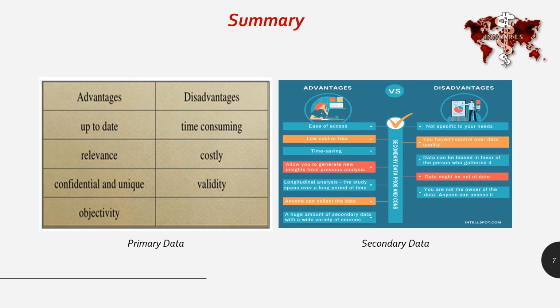Now, here is a summary of what we've talked about in our two videos. These two diagrams summarize the advantages and disadvantages of primary and secondary forms of data collection. You will see that both types are almost opposites. If one is time-saving, the other is time-consuming, etc.